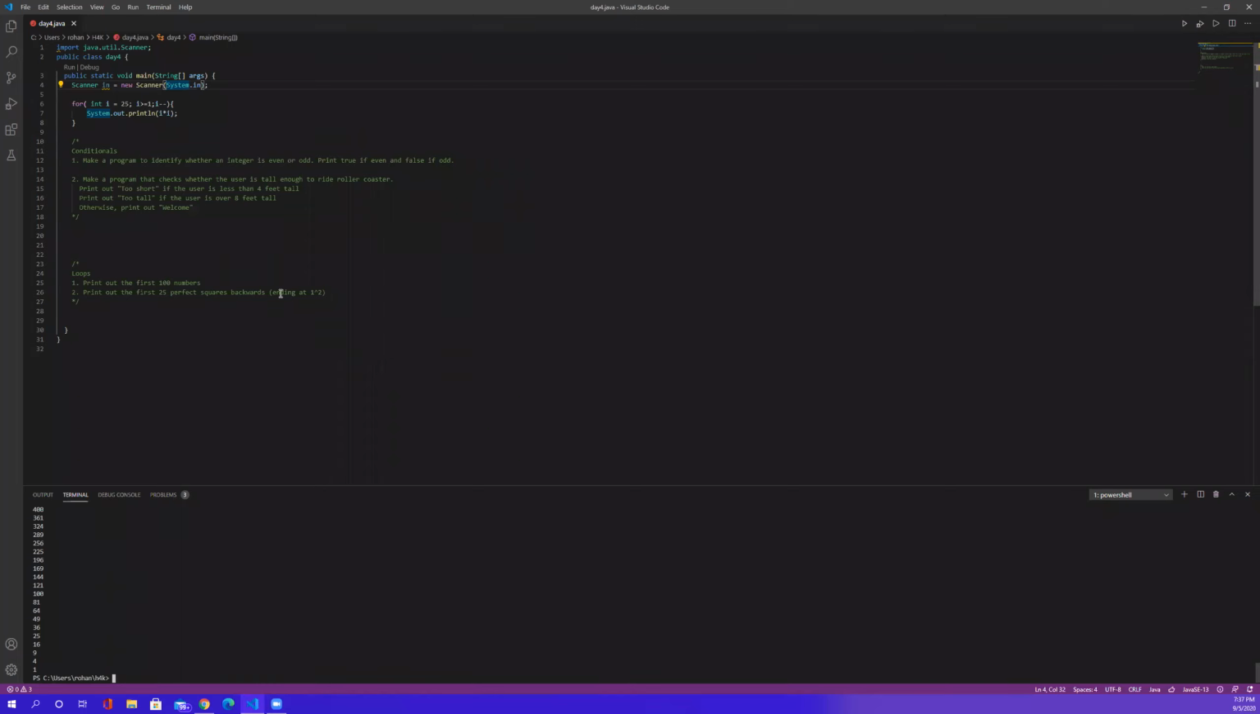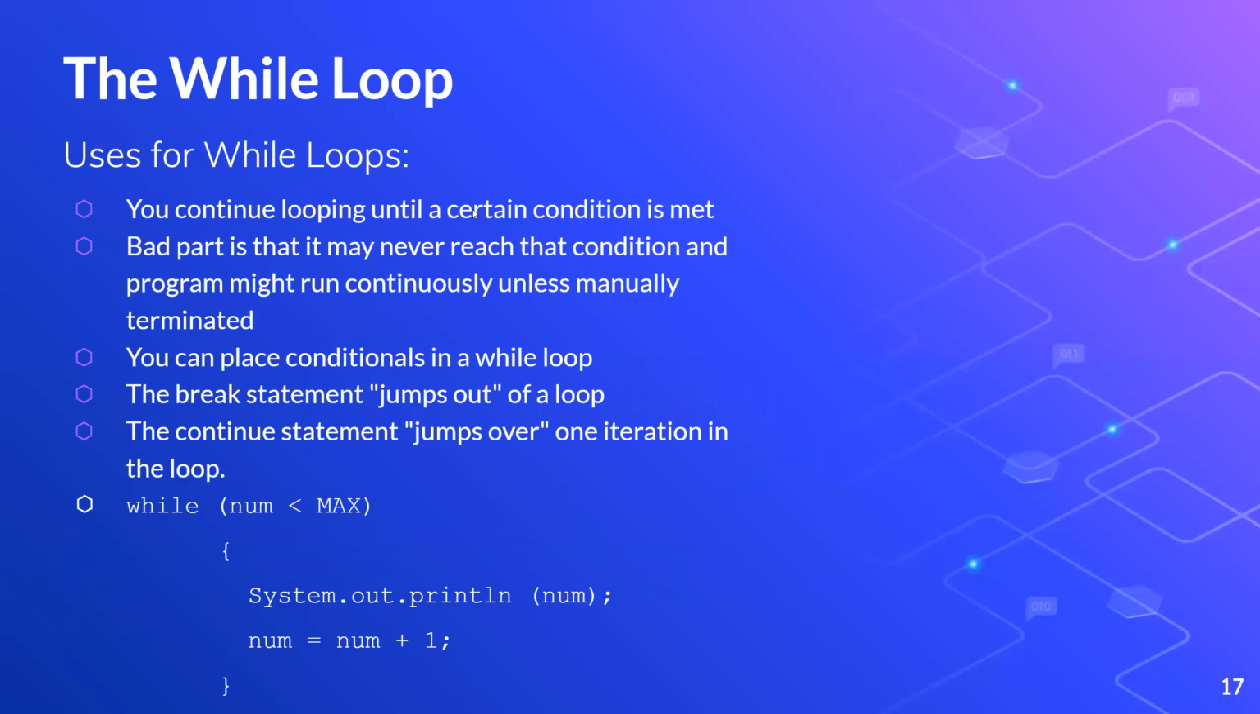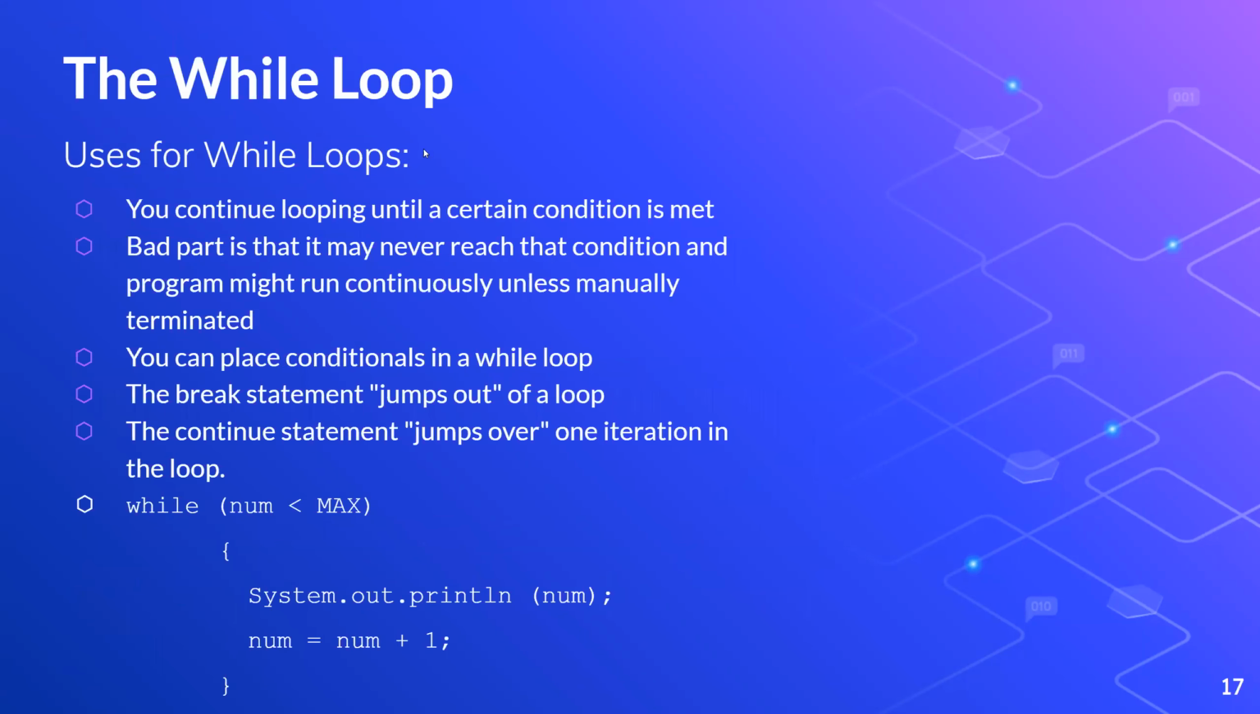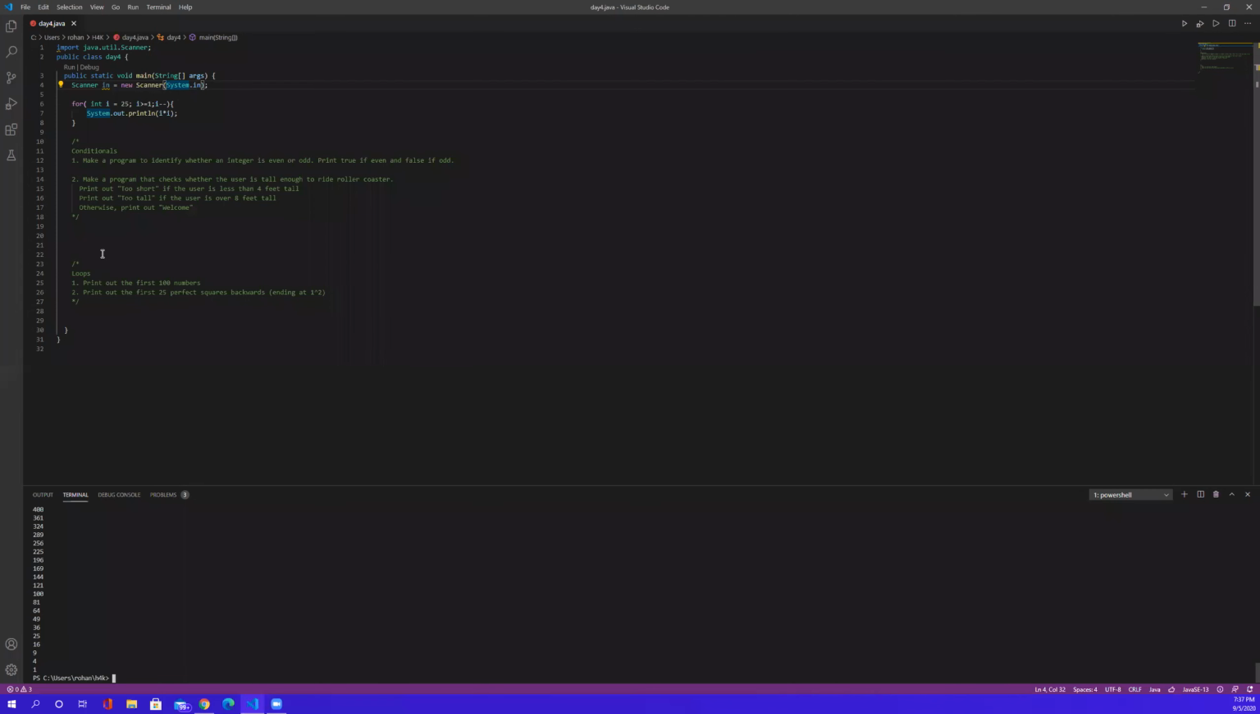So print out the numbers. Oh yeah, it's over here in the slide too, so you can look at that as well. So you just basically keep looping until a certain condition is met. Here we go. This is the while loop for the first problem, and this is the whole syntax.